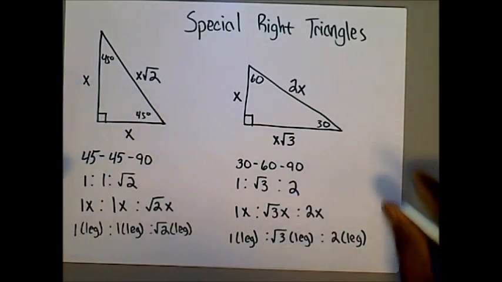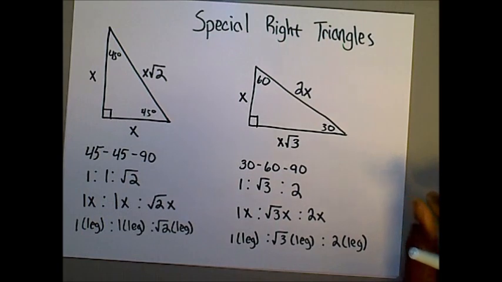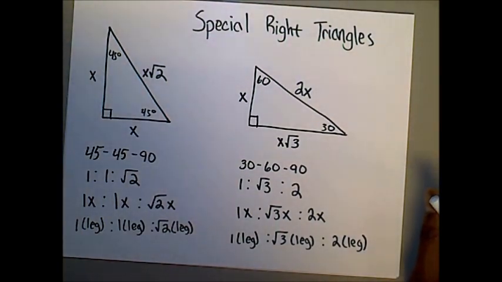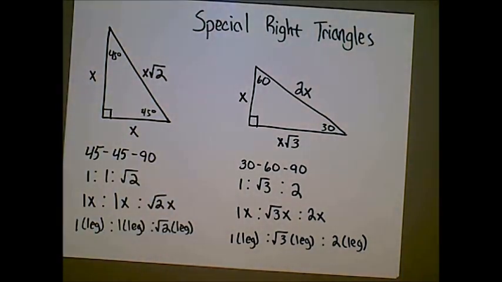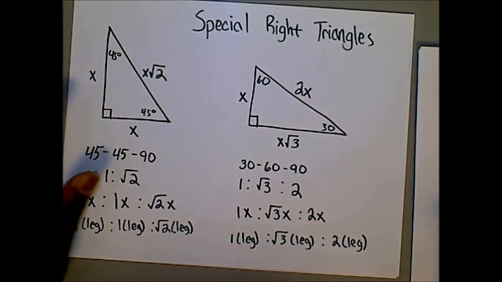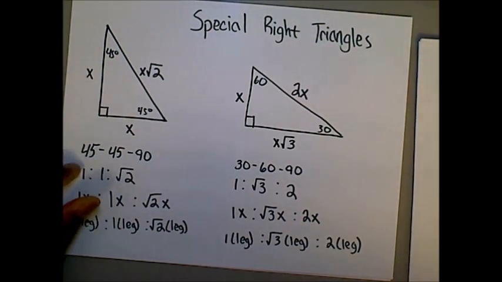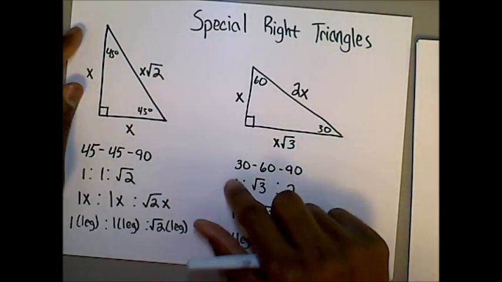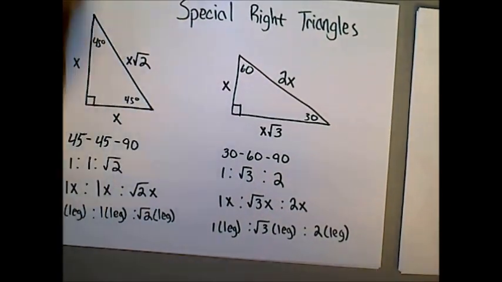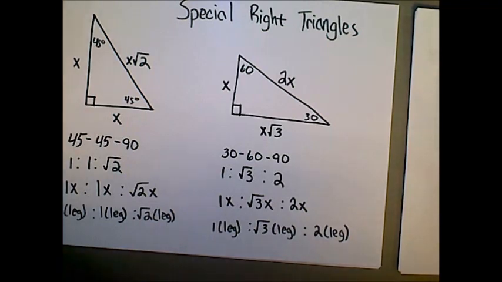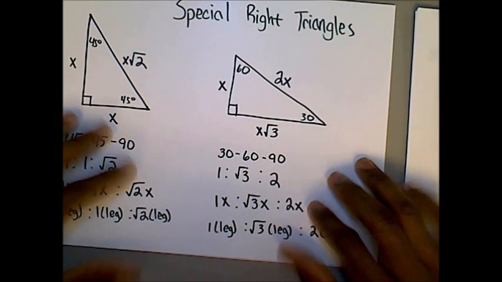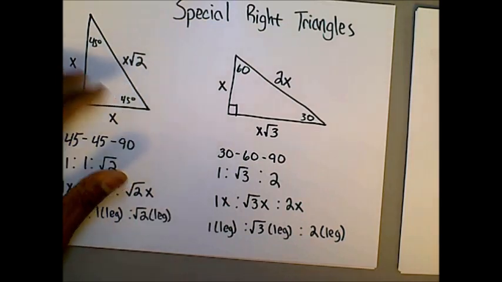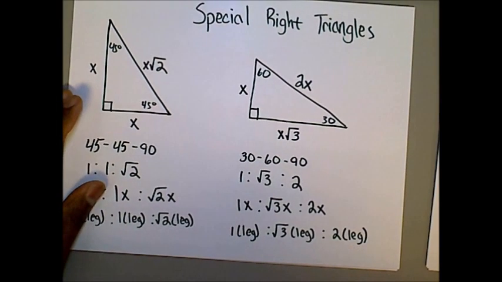Okay, so let's talk special right triangles. When it comes to special right triangles, there are actually two types I want to talk about: a 45-45-90 and a 30-60-90. Because these triangles have these special angles and special properties, I can solve them without having to do a whole lot of work.